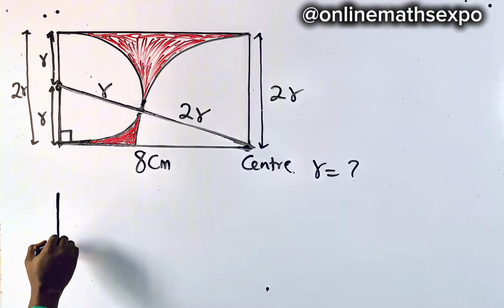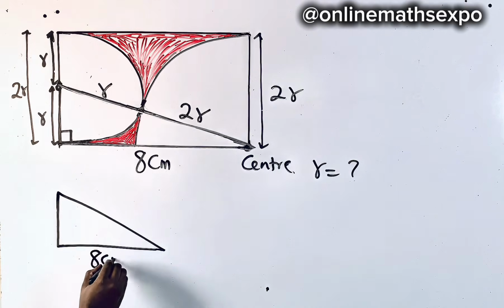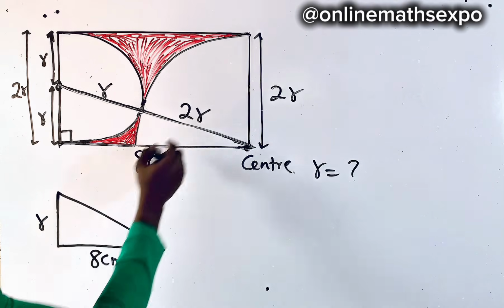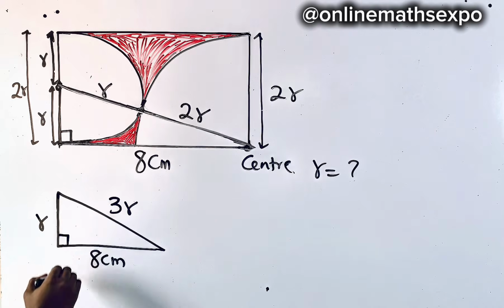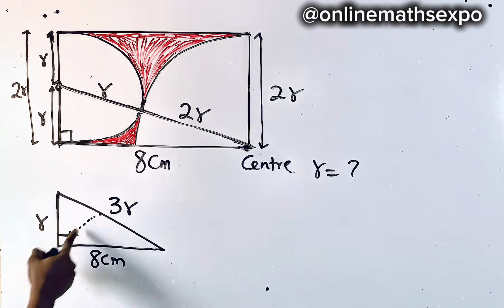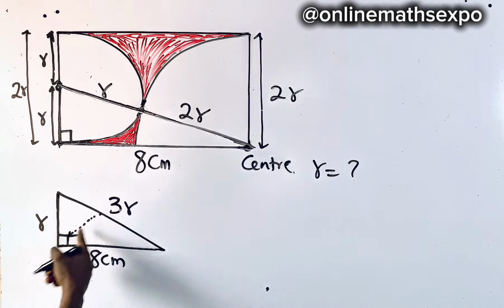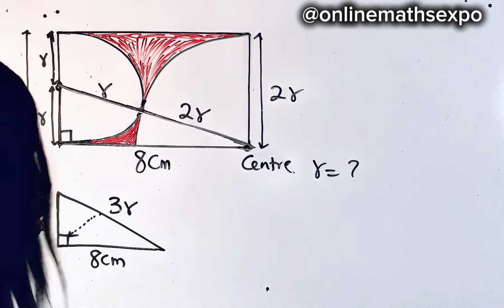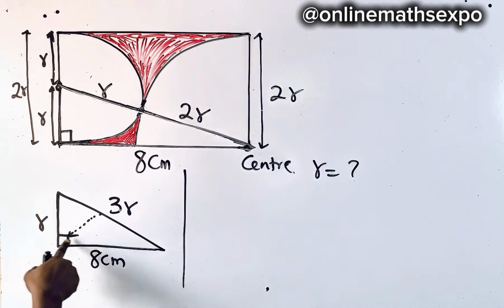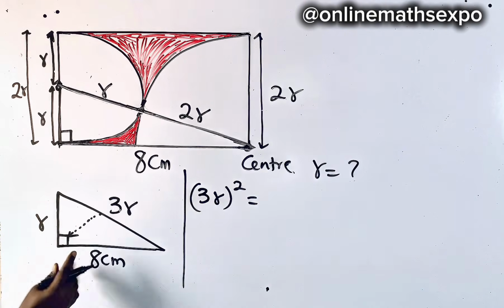Bringing out the right angle triangle, this is what we have. This length measures 8 centimeters. This length measures r. This whole length measures r plus 2r, which is 3r, and it's a right angle here. Remember that this is the longest side because it's the side opposite to the right angle. Applying your Pythagorean theorem, just know that anytime you are working with the sides of a right angle triangle, just use your Pythagorean theorem. So if you do that, you are going to have the longest side, which is this one opposite to the right angle, squared. It should be equal to the squares of the two legs summed.